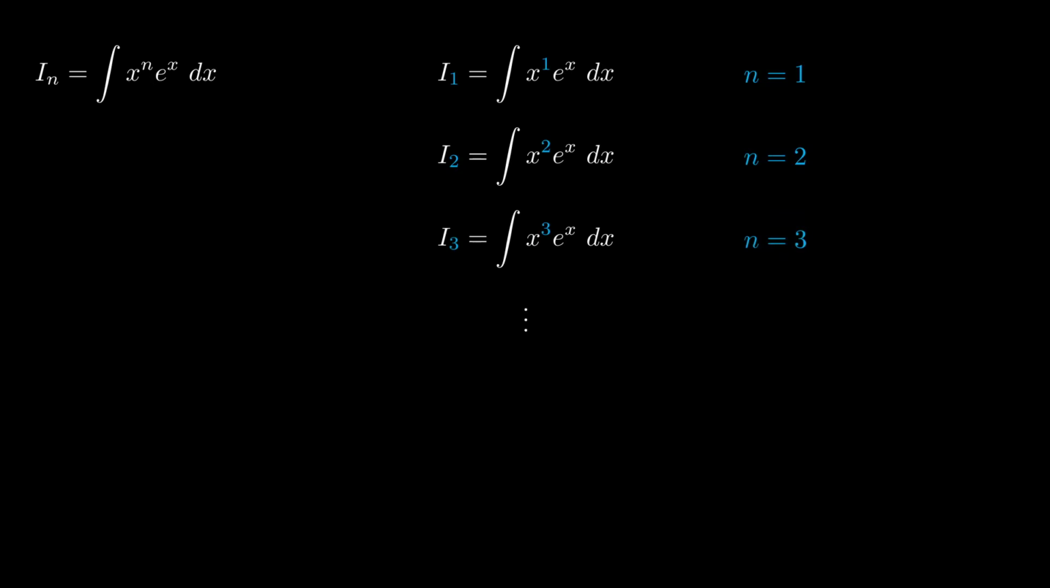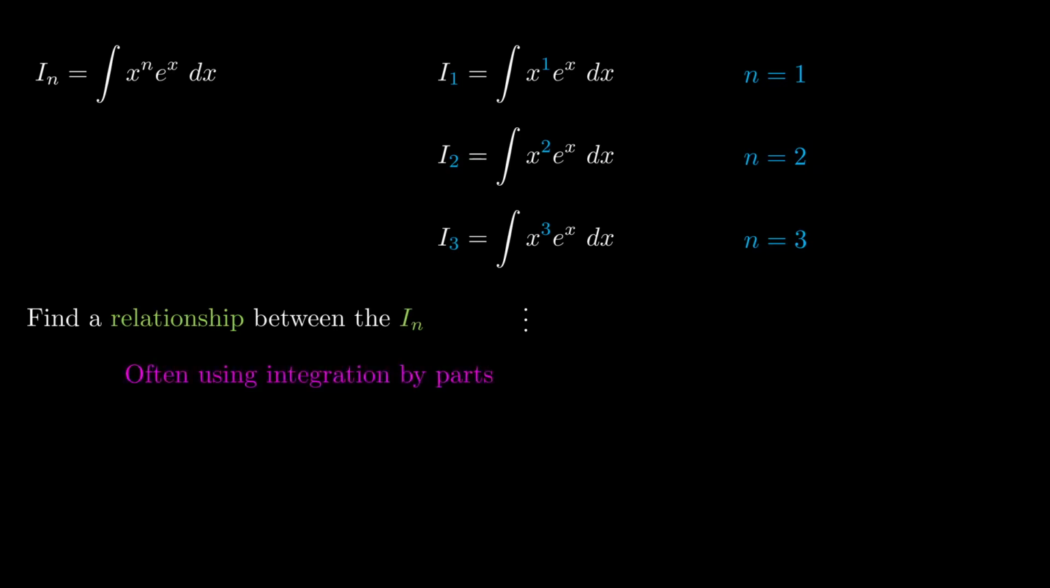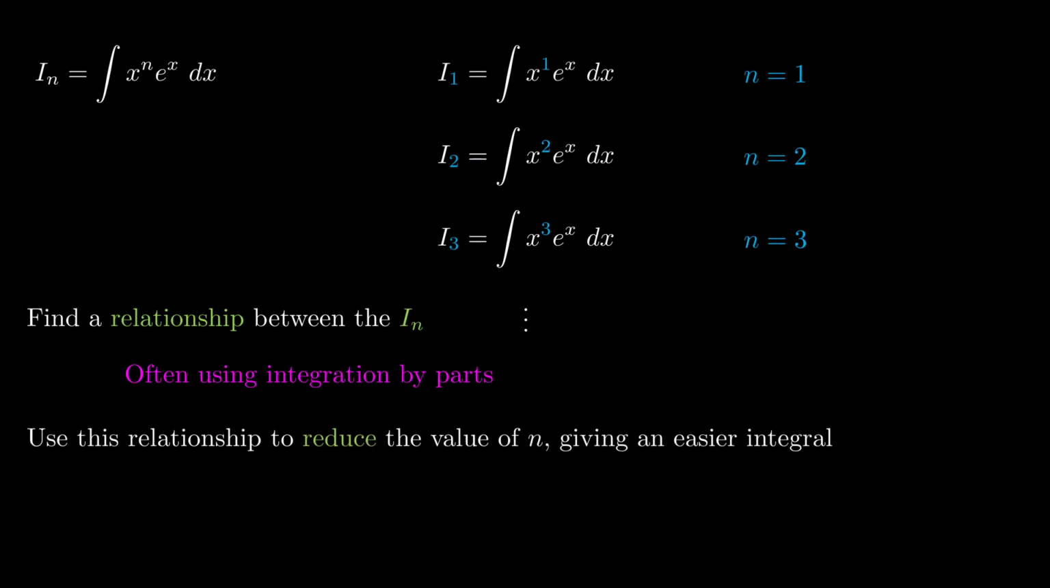The idea is to work out some sort of relationship between these I_n, often by using integration by parts. Not always though, we'll see an example of that. And we use this relationship to reduce the value of n if we're asked to work out something like, say, I_3 or I_4. We can use this relationship between them, if we can see one, to reduce the value of n. Alright, and that gives you hopefully an easier integral to work with.